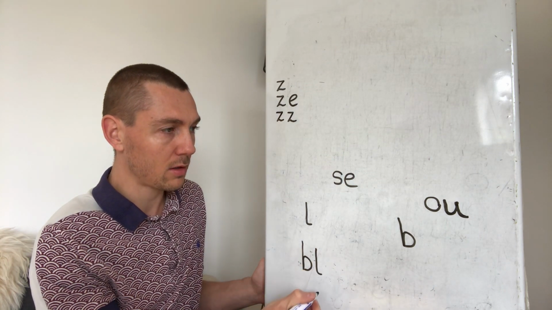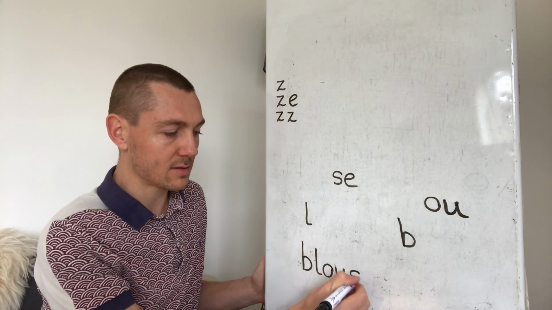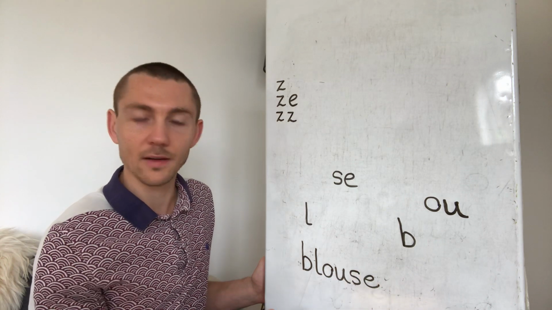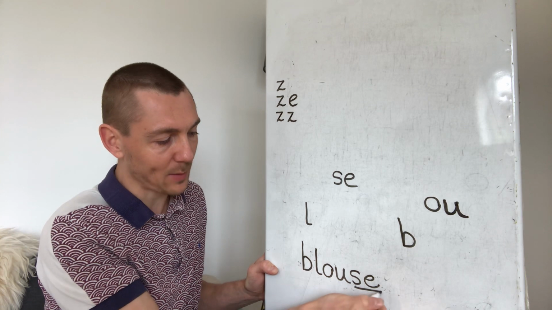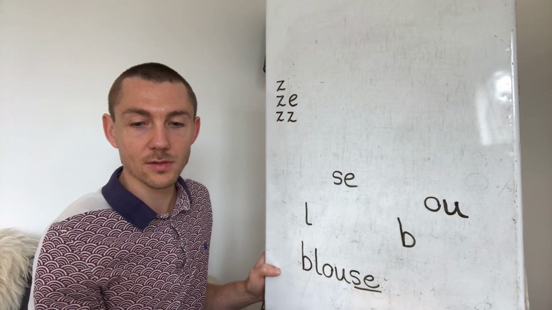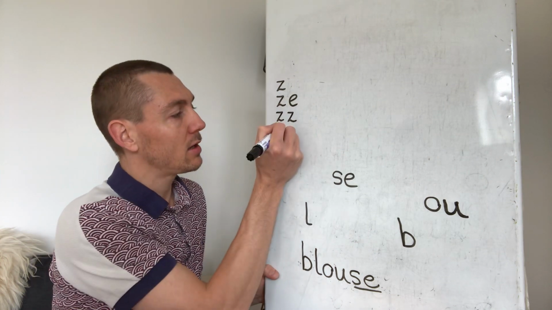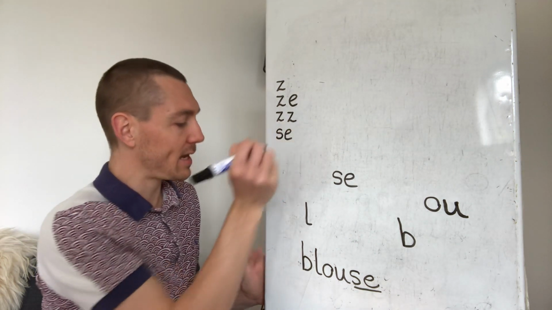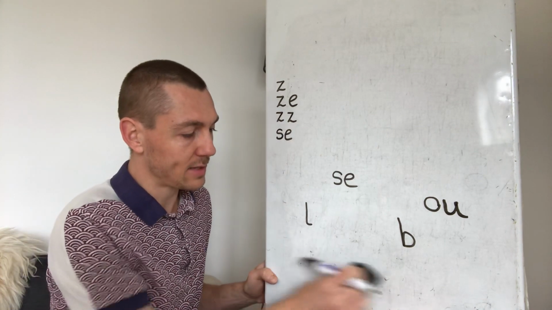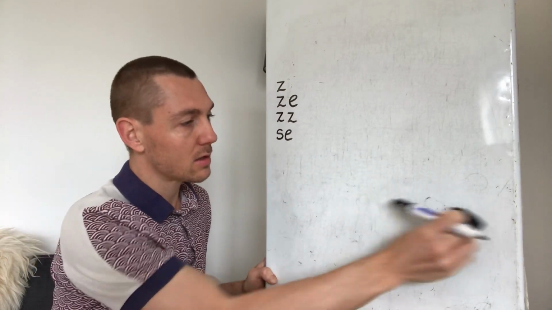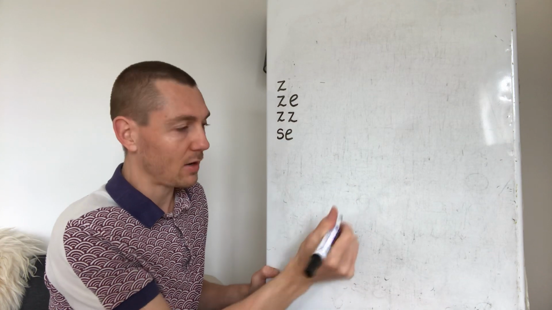And we say b, ow, z. And of course in blouse, at the end of the word, we have that SE spelling of z that we also had at the end of cheese and choose earlier in the week. So the SE spelling of z is another spelling. 2 letters, 1 sound. 4 spellings, still 1 z sound.